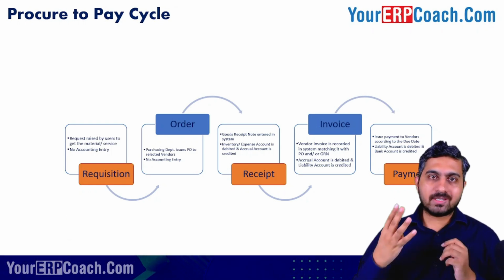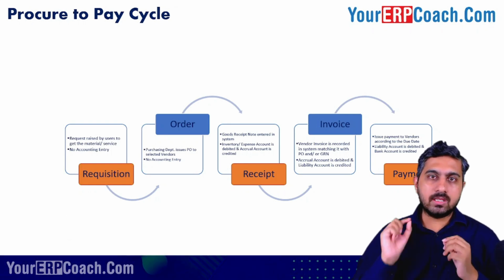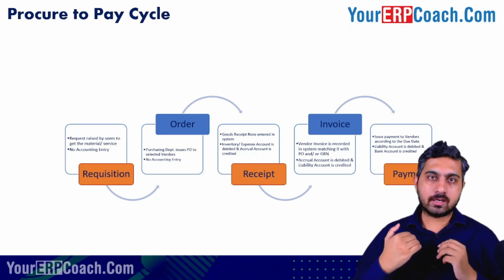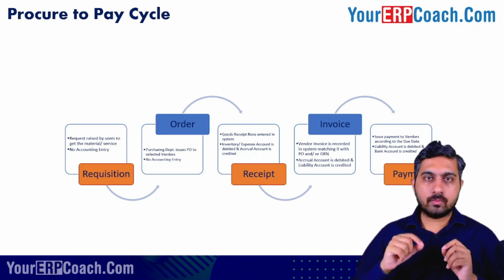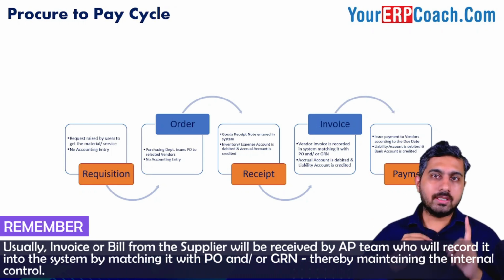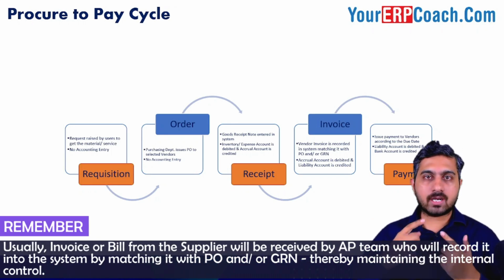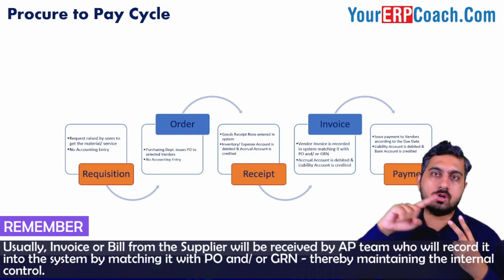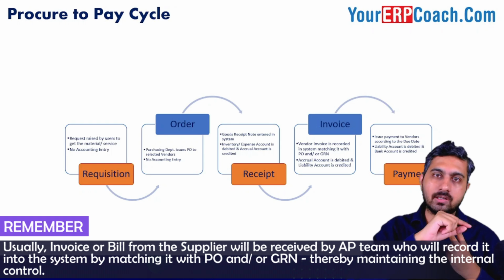Now, the fourth step is that the supplier is going to send you the invoice document or the bill for the purchases that you have made from that supplier. This bill or invoicing document is received by the accounts payable team of the organization. This AP team is going to record that invoice into the system by matching it with the purchase order or the GRN that was created in the earlier steps.